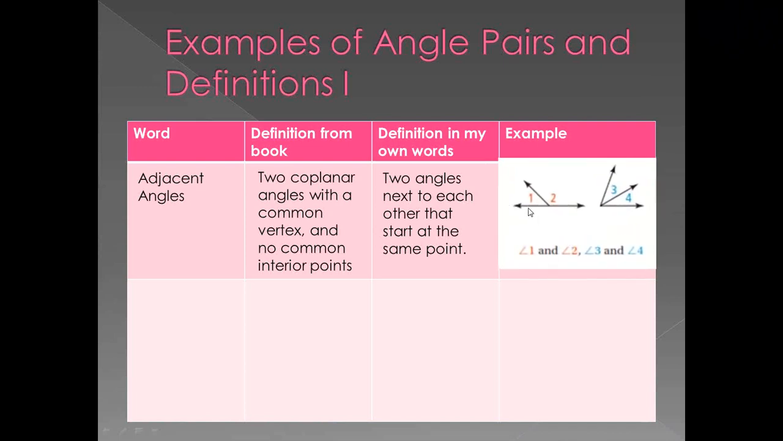Okay? Both of these are adjacent, all right? This one is also collinear, which means that they're two angles on the same line. 1 and 2 are two adjacent angles that are collinear. 3 and 4 are adjacent, but they're not collinear because they're not on a line. But they're still adjacent. Here's their common vertex, and here's the common side, okay?